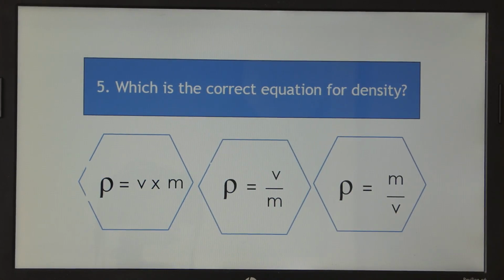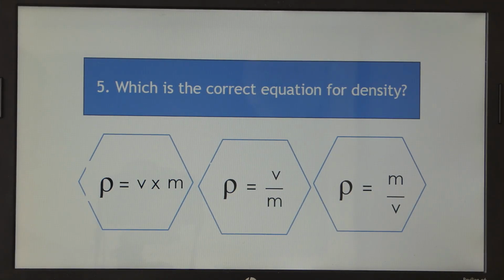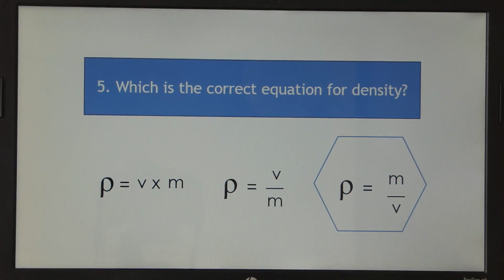Final question. Which is the correct equation for density? Is it rho equals volume times mass, rho equals volume divided by mass, or rho equals mass divided by volume? 5 seconds. The correct answer is this one. Rho equals mass divided by volume.